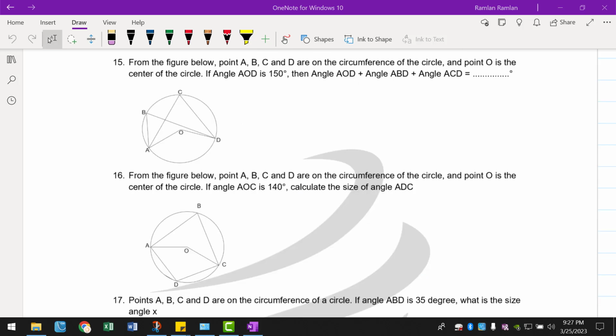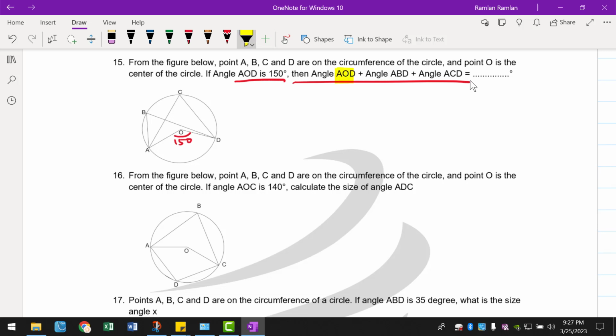From the figure below, points A, B, C, and D are on the circumference of the circle, and point O is the center of the circle. If angle AOD is 150, what is angle ABD plus angle ACD? Now the first thing we need to do, every time we have a figure or an image, is write down what's been given from the question. We have AOD is 150, so write down 150 over here, and see what the connection is to the one that's being asked.